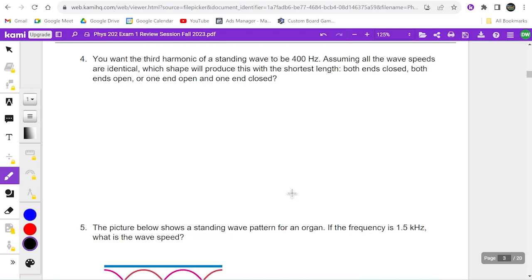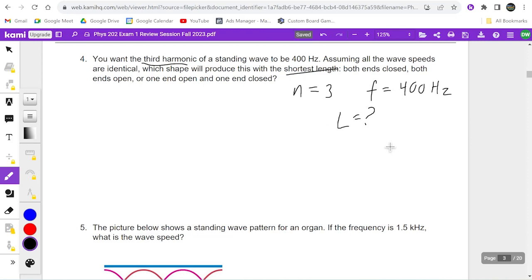But the good news is the way I solve conceptual questions is the exact same way I solve normal calculation questions, and that is by using the formula and plugging in numbers. So for this one, we want the third harmonic. In other words, we immediately know n equals 3. We also know the frequency is 400 hertz. And now we've got to calculate the shortest length. So in other words, we're solving for the length L for all 3 cases.